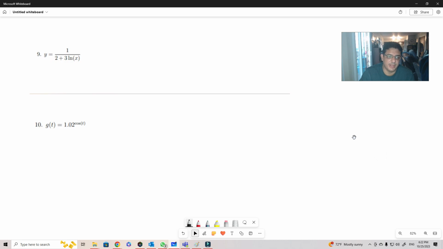On number 9, notice that we have this as a quotient. So now you can do it with the quotient rule, or this is another way of thinking of the product rule, the quotient rule. But you can also do it by rearranging this function as 2 plus 3 log of x to the minus 1. Okay? And so once you do that, this is again a function f of x to the minus 1.